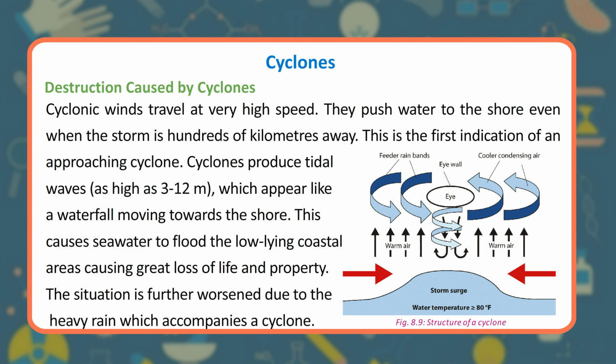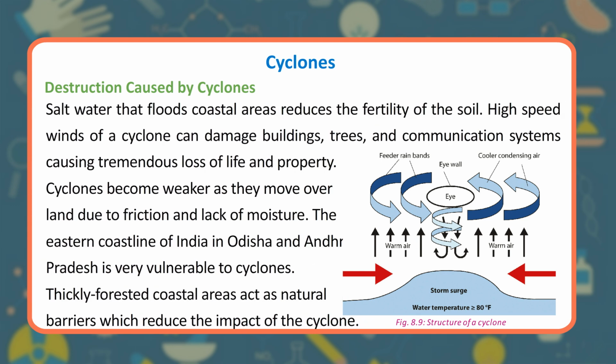The situation is further worsened due to the heavy rain which accompanies a cyclone. Salt water that floods coastal areas reduces the fertility of the soil. High-speed winds of a cyclone can damage buildings, trees, and communication systems, causing tremendous loss of life and property. Cyclones become weaker as they move over land due to friction and lack of moisture. The eastern coastline of India in Odisha and Andhra Pradesh is very vulnerable to cyclones. Thickly forested coastal areas act as natural barriers which reduce the impact of the cyclone.